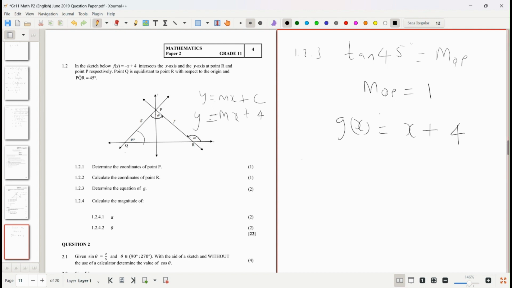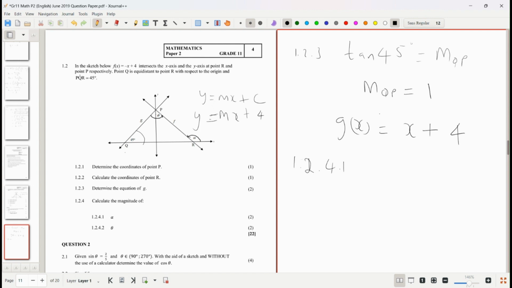Okay, and then moving forward, 1.2.4. So 1.2.4, they want you to calculate the magnitude of alpha, which is this one here. How can we find this angle here? Okay, first of all, we have to check what do we know and what we are given, right?